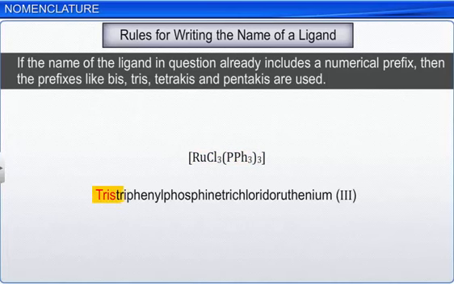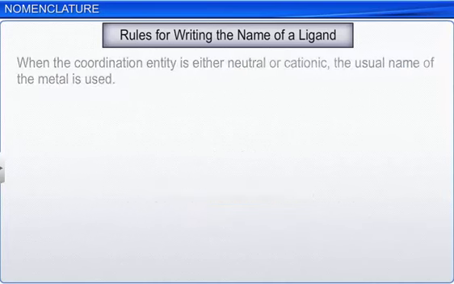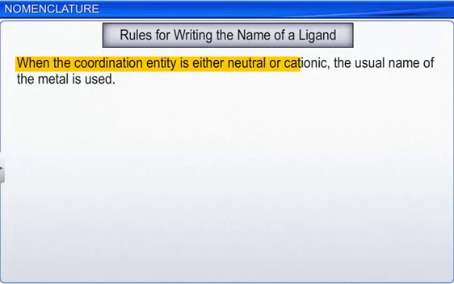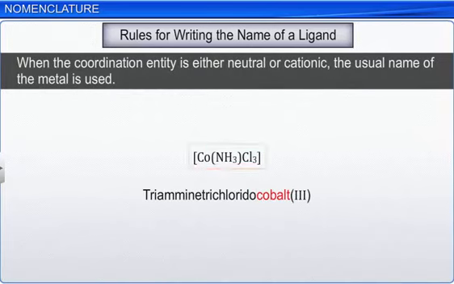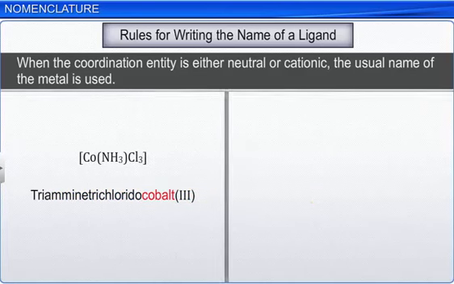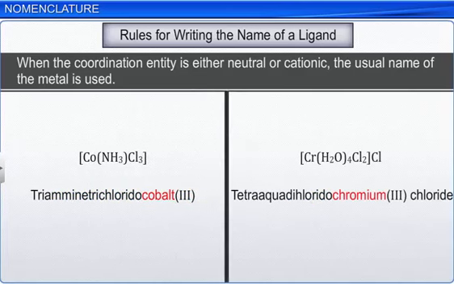Here's another rule. When the coordination entity is either neutral or cationic, the usual name of the metal is used. For example, the neutral complex shown here is named triamminetrichloridocobalt(III). Similarly, the cationic complex [Cr(H2O)4Cl2]Cl is named tetraaquadichloridochromium(III) chloride. Note that, in either case, the usual name of the metal is retained.